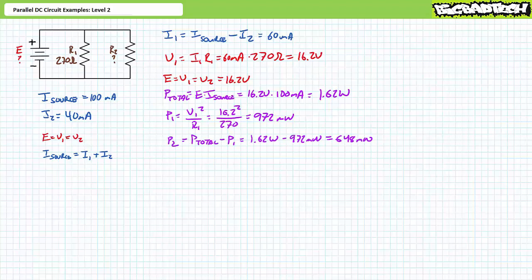If total power equals P1 plus P2, an algebraic rearrangement of this power distribution formula, solving for unknown power P2, demonstrates that P2 is equal to P total minus P1. Substituting our given values yields 648 milliwatts. An application of Ohm's law solving for R2 demonstrates that R2 is the voltage across it divided by the current through it. Substituting our given values demonstrates that R2 is 405 ohms.